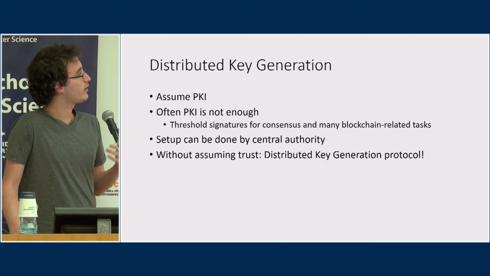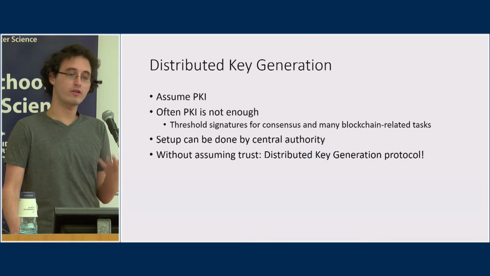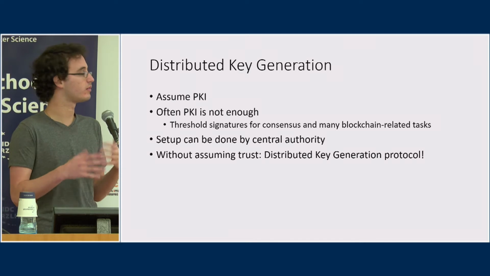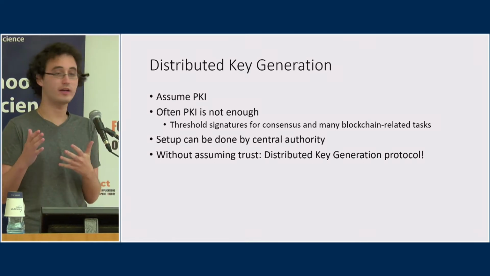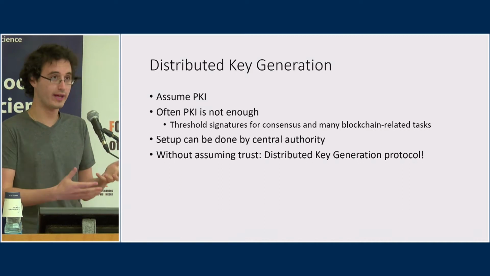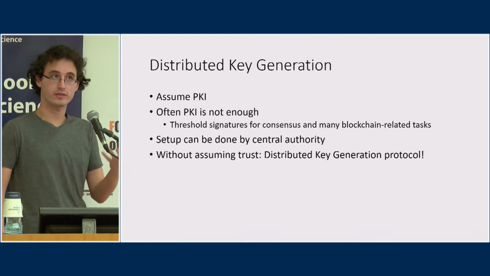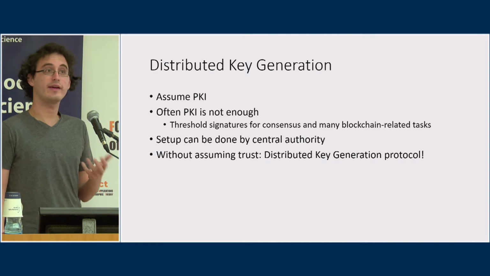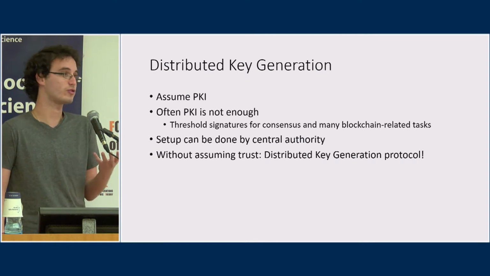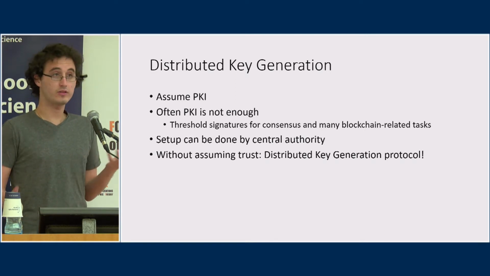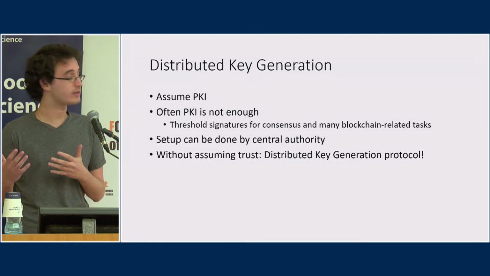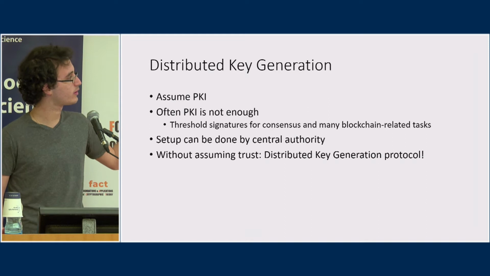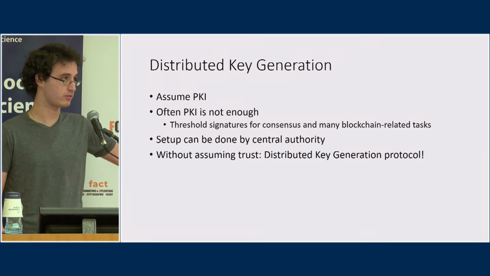So one way we can get that is we can have a central authority, some server that's going to sample some values and send each party their value. And that's good if we have that central authority and if we trust it, but we might not have that central authority, or we might not trust it. In that case, we need to have some protocol to generate that structured randomness. So in this case, we have a distributed key generation protocol, and that's our goal.